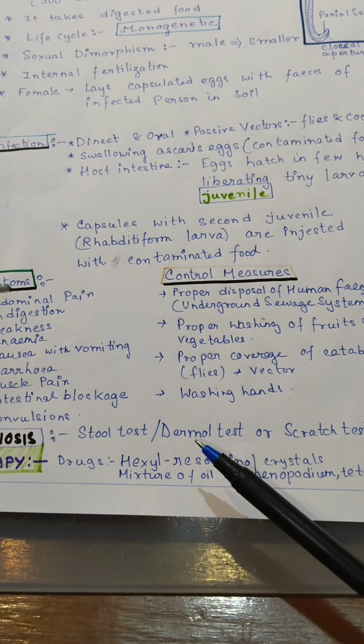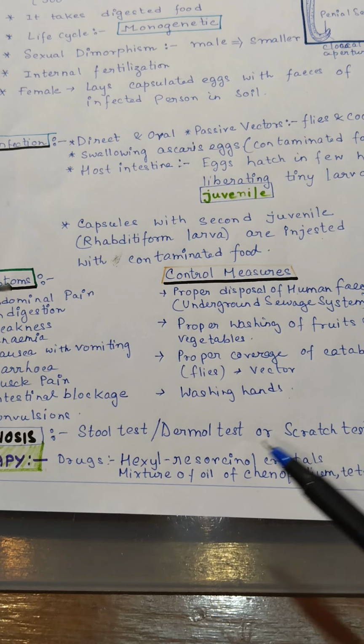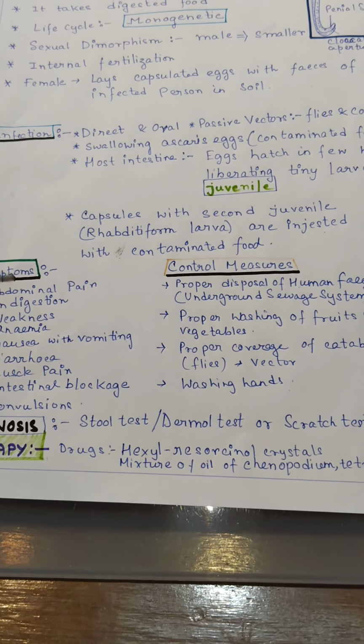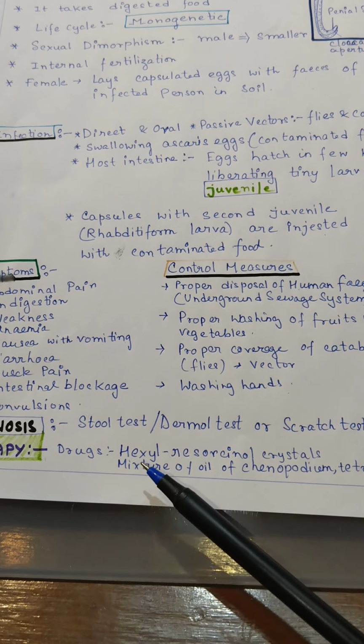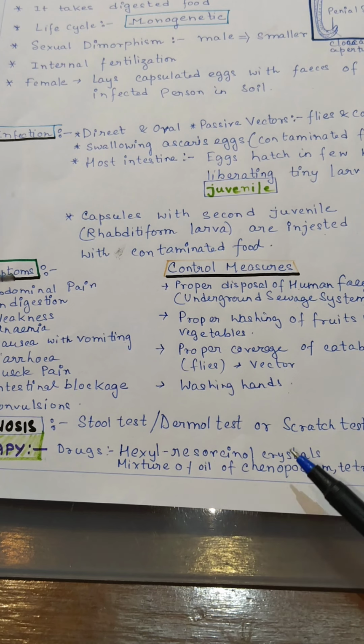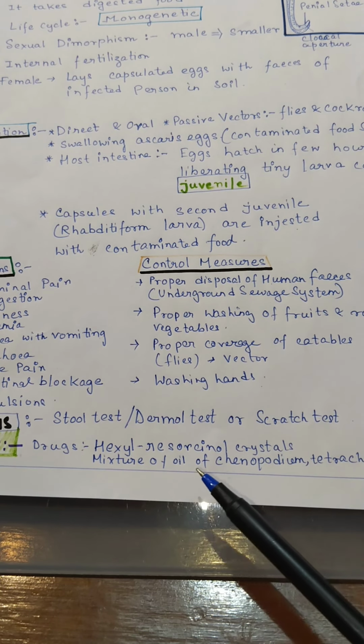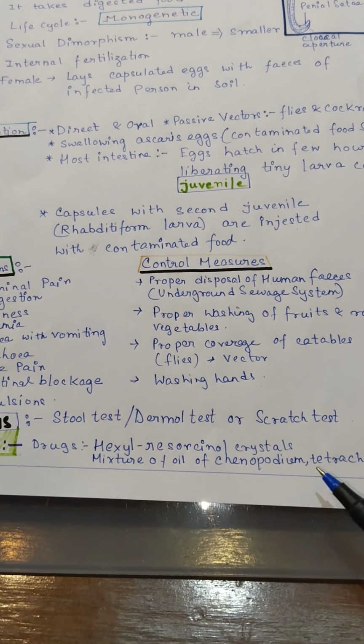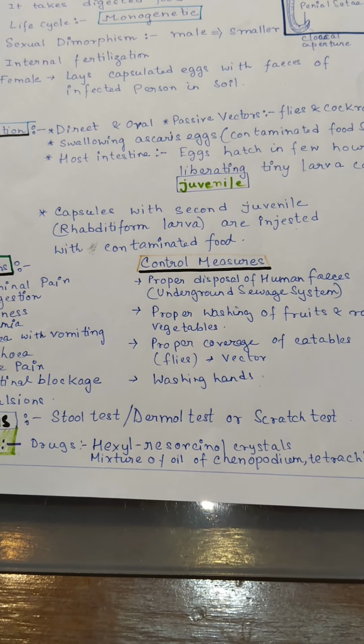Diagnosis: stool test, dermal test or scratch test. Therapy: drugs like hexylresorcinol crystals, a mixture of oil of chenopodium and tetrachloroethylene. So that's all about Ascariasis.